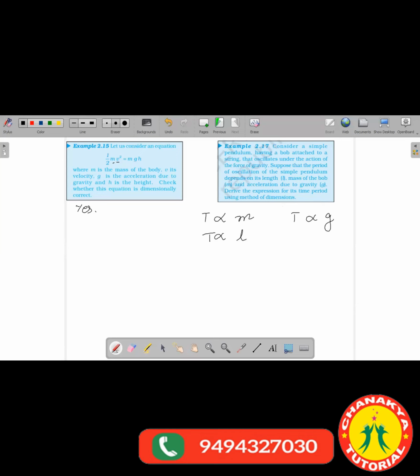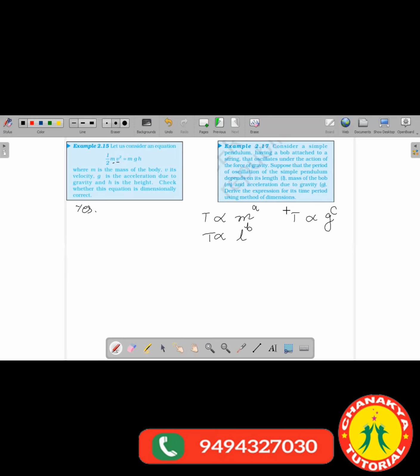So if it depends on mass, let us say it depends on mass to the power A. Then it says it depends on the length, so let us say it depends on length to the power B. And the next thing is that it depends on acceleration due to gravity, so again, we write G to the power C. Have you understood how we have taken this from the question?